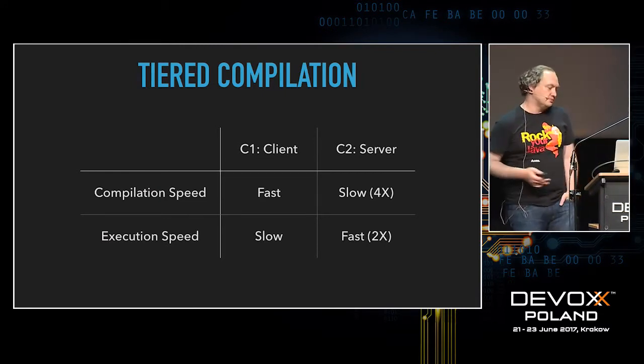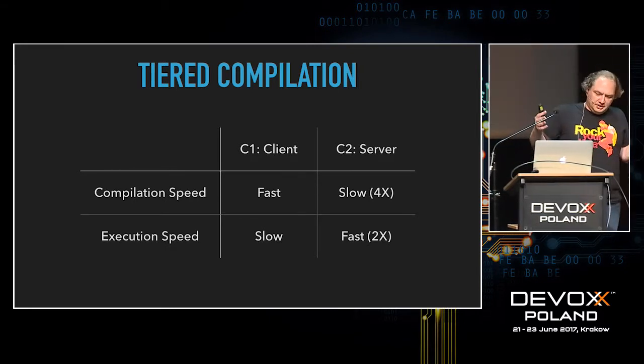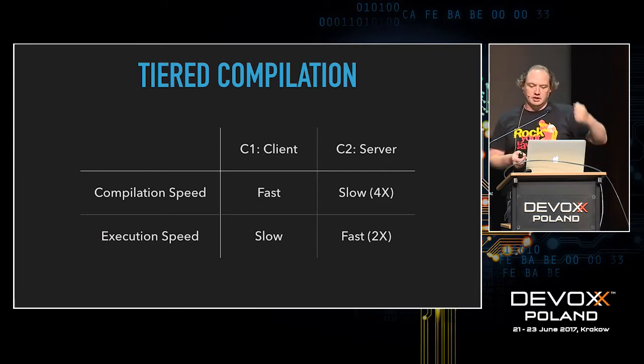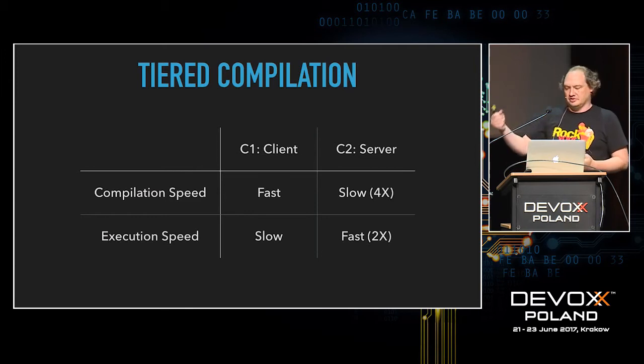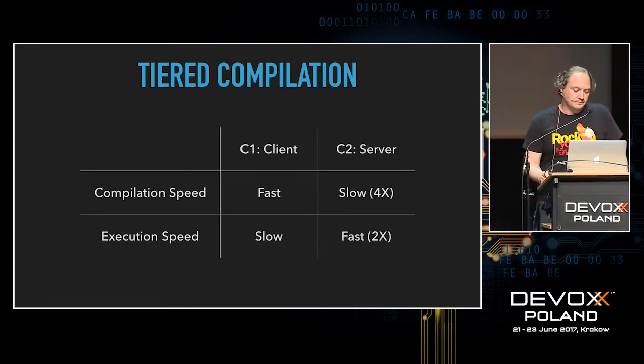So different goals. In Java 8, they tried to basically create the best of both worlds by using both. Using the client compiler, C1, to get us warmed up quickly, and the server compiler, C2, to get us peak performance in the end.